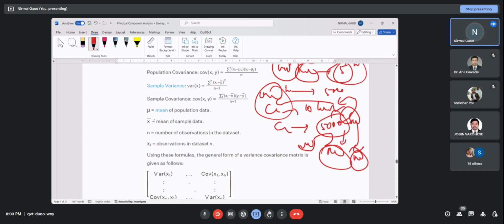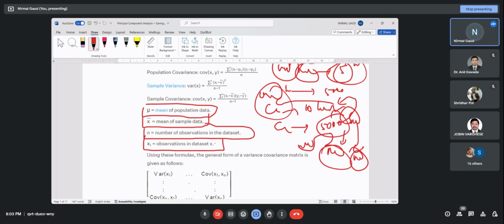Generalization will be according to our mathematical terms. We are going to generalize the same thing, and the same concepts were stated here. Nu is the mean of the population, x bar is the mean of the sample, n is the number of observations which you took in the data set, and xi is the observations which are present in the data set.